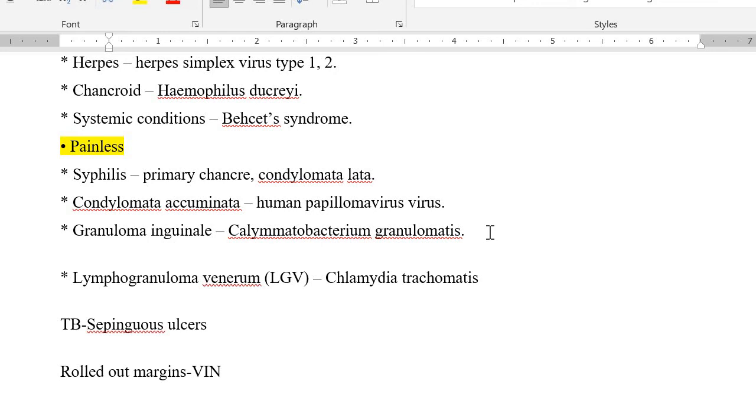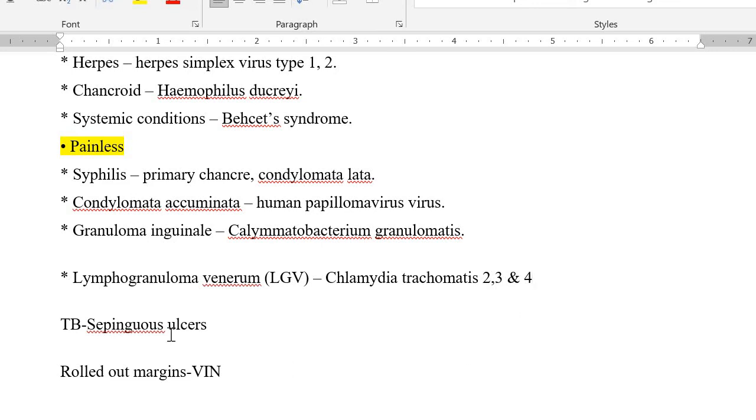So lymphogranuloma venereum is also caused by Chlamydia trachomatis. Which types? 2, 3, 4. LGV is Chlamydia trachomatis types 2, 3, and 4.